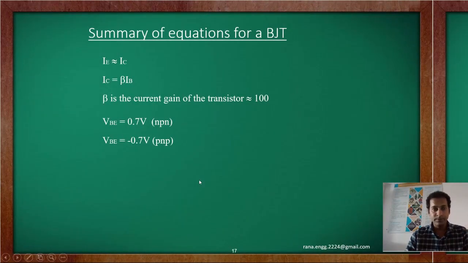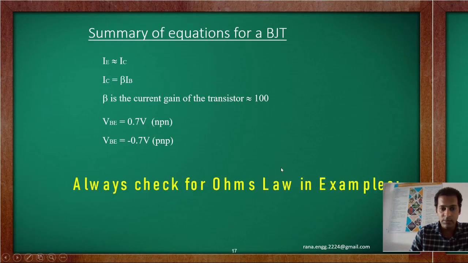The summary: almost all of IE flows into IC with minimum leakage at the base. IC is equal to beta IB in normal condition, in active region. Beta is the current gain, it is approximately 100. In numericals, the value will be given. VBE is 0.7. VEB for PNP it will be minus 0.7.